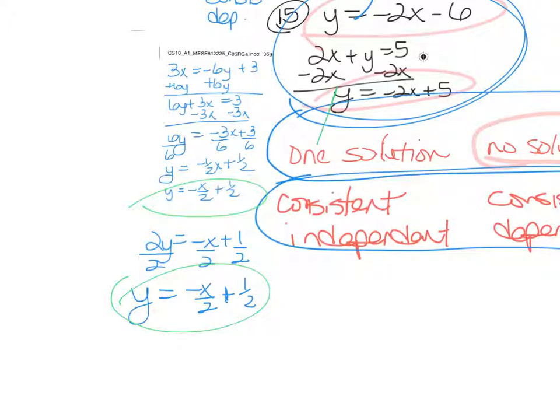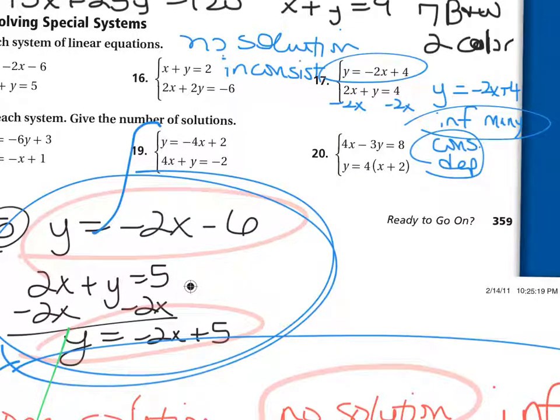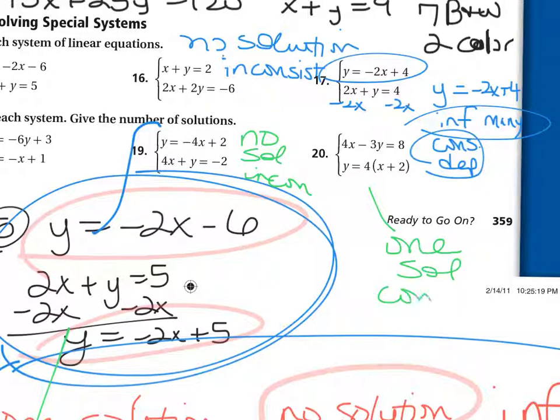All right. And then number 19. This one is inconsistent and no solution. So no solution and it's inconsistent. And then the last one, this one is one solution and consistent, independent. Good? All right, so on the test, again, I'm gonna have the instructions written out.